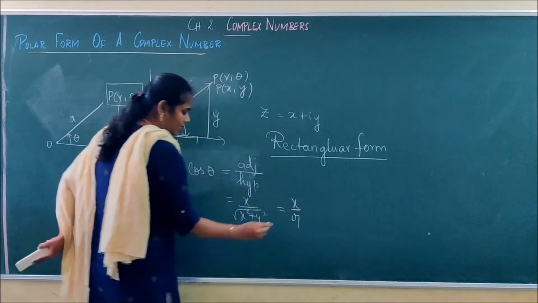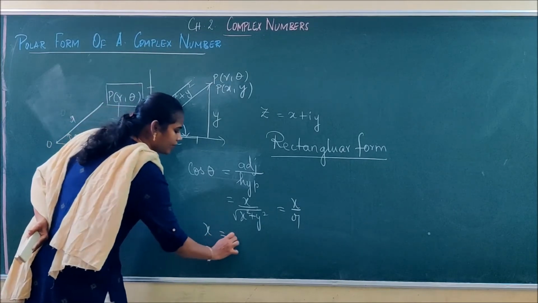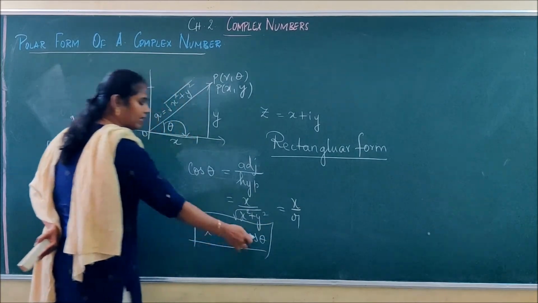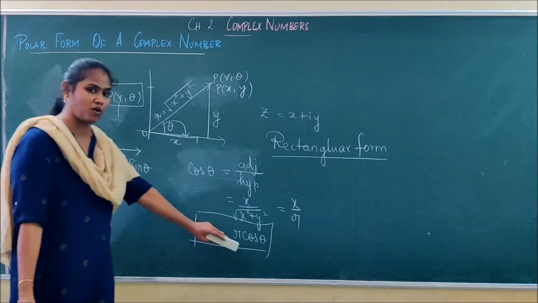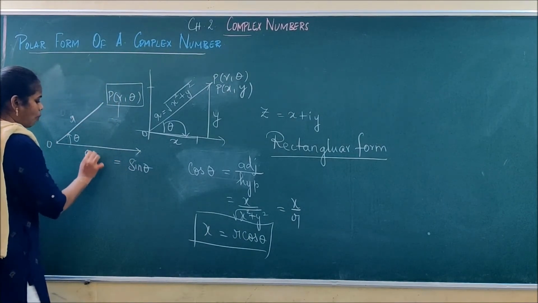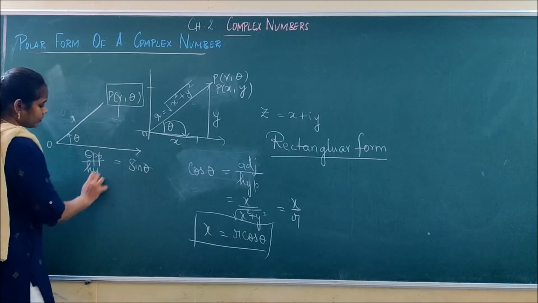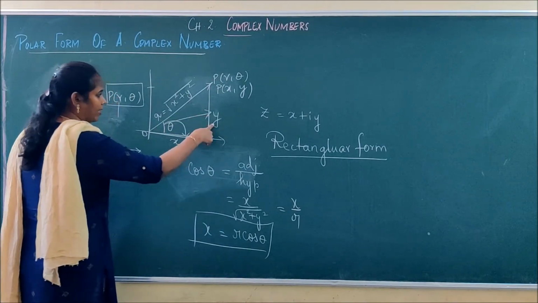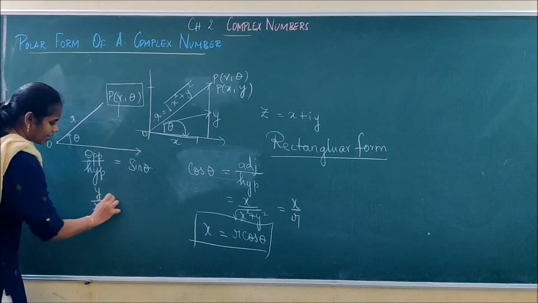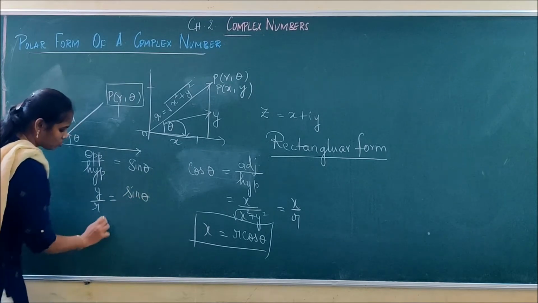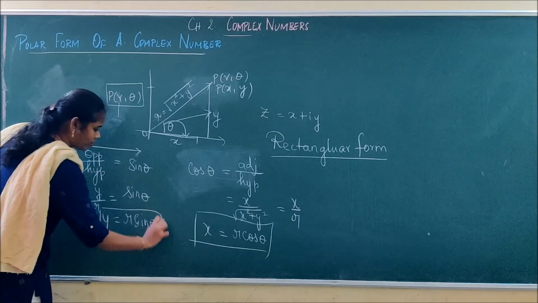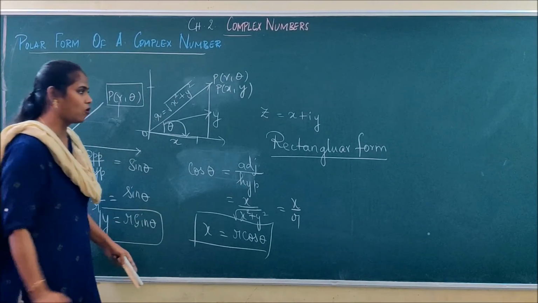So by x by r, I can find the value of x. x is equal to r cos theta. Now I have given the coordinate x in terms of polar form, that is r into cos theta. Similarly, sin theta is opposite by hypotenuse, and my opposite side is y. So sin theta is equal to y by r, whereas y is equal to r sin theta. So I have found the values of x and y using the polar coordinates.